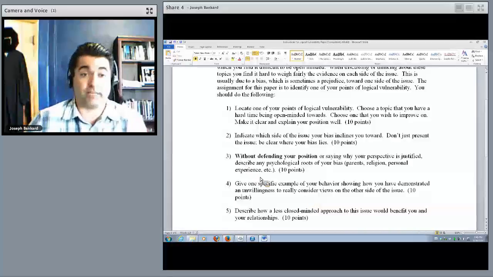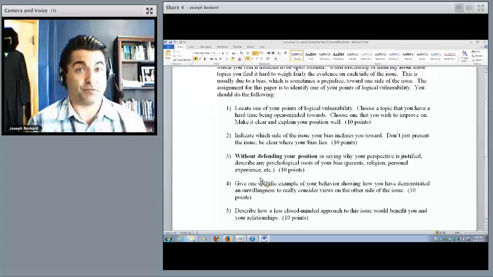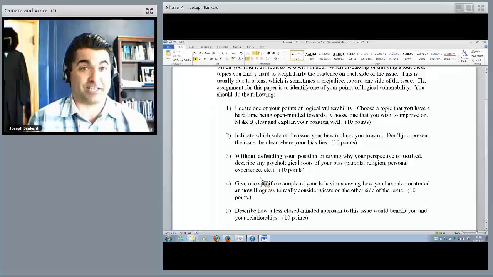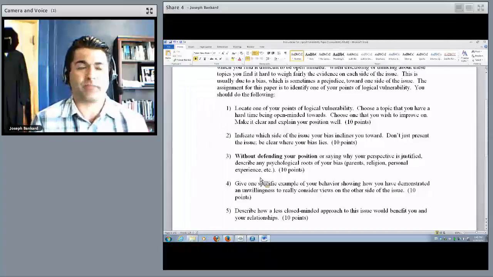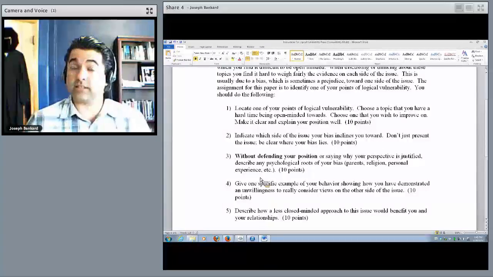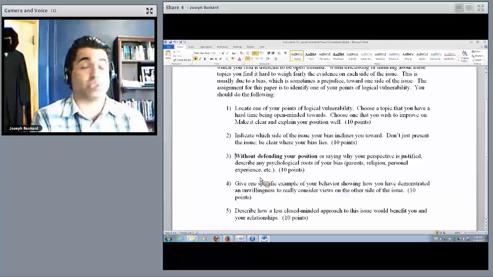Number 3, without defending yourself, without telling me why your position is legitimate, without telling me why you're right, I want you to give me some psychological roots. Why do you think this bias occurs? So like maybe your issue is like homosexuality or something. Is it the home you were raised in that makes you biased? Is it the church you were in? Is it your view of Scripture?